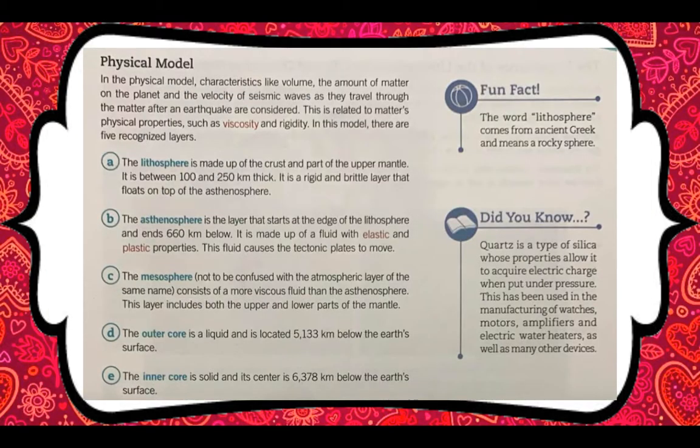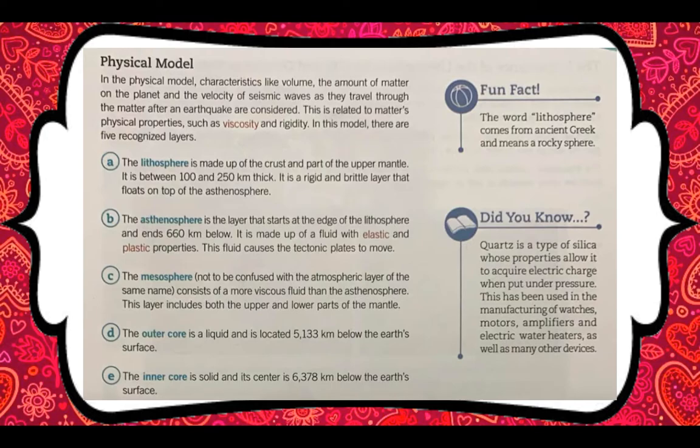The physical model. In the physical model, characteristics like volume, the amount of matter on the planet, and the velocity of seismic waves as they travel through the matter after an earthquake are considered. This is related to matter's physical properties such as viscosity and rigidity. In this model, there are five recognized layers.